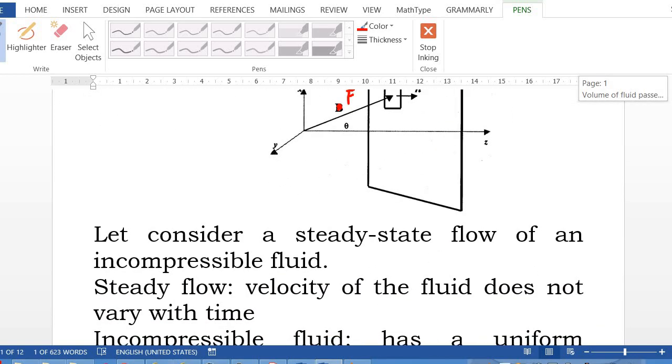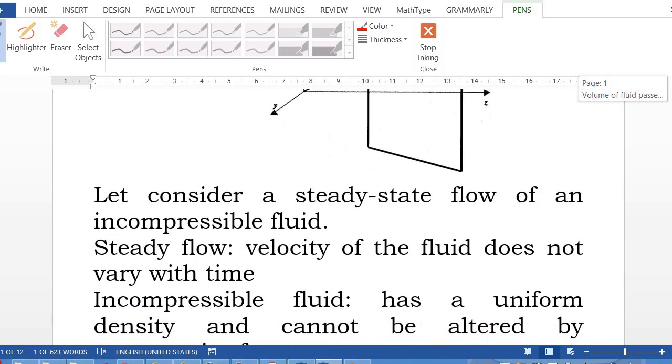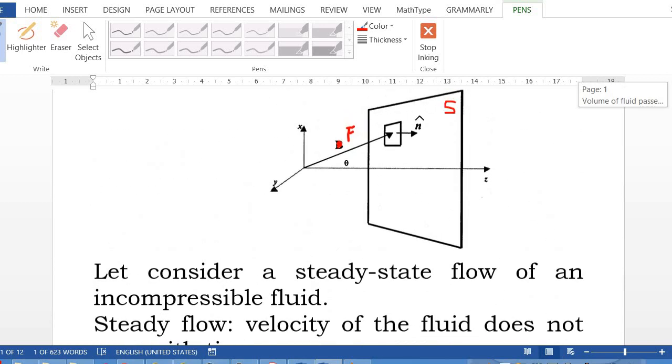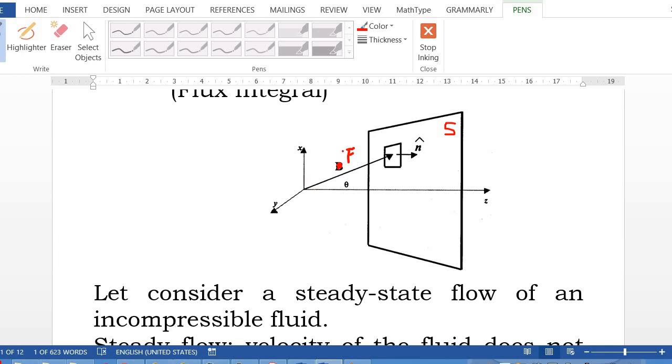So let's consider a steady state flow and incompressible fluid. Steady flow means velocity of the fluid does not vary with time. Incompressible fluid means the fluid has a uniform density and cannot be altered by compressive force. So you have a fluid with velocity F passing through a small space S with unit normal vector n.